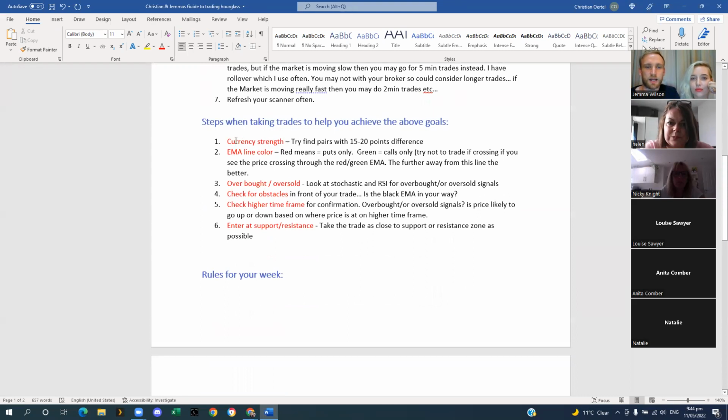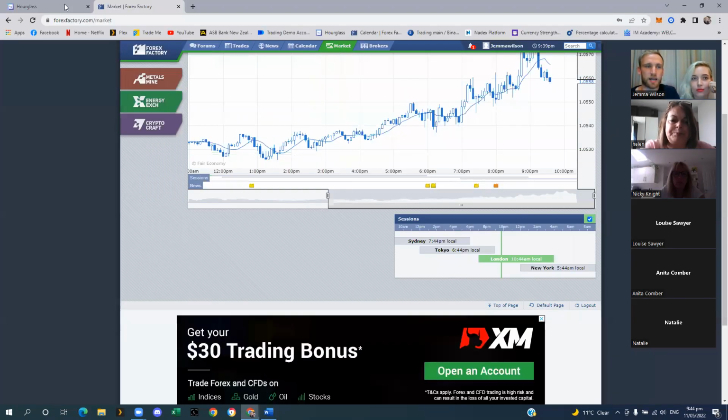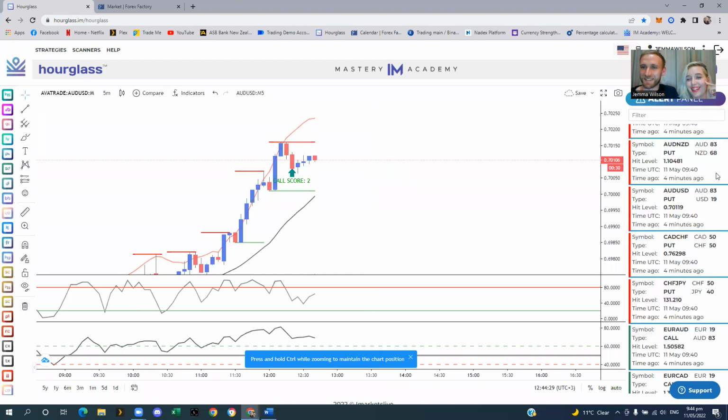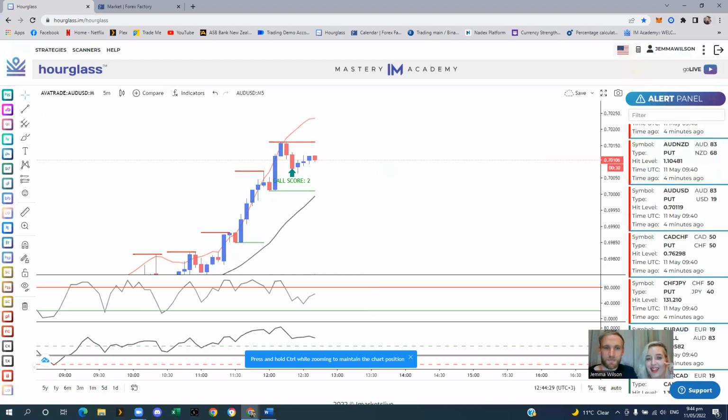So 1, currency strength. Now I'm going to jump over to the Hourglass scanner. I'll just move you guys out of the way. There we go. Most of you should know where to find the scanners. It's under strategies, scanners. And then you're going to go to Hourglass.